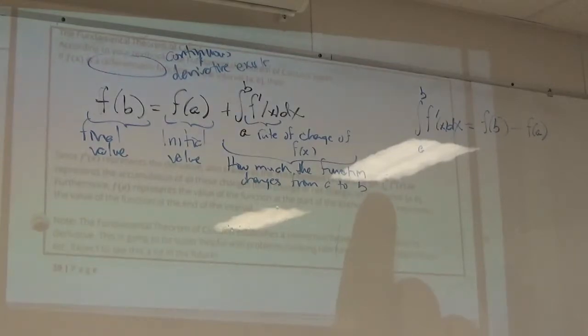The definite integral of f prime of x with respect to x, from x equals a to x equals b, represents the accumulation of all these changes, the total change or net change in f from a to b. Furthermore, f of a represents the value of the function at the start of the interval, and f of b represents the value of the function at the end of the interval.